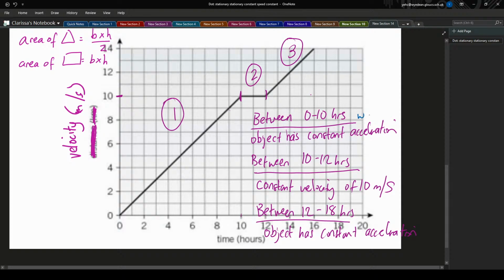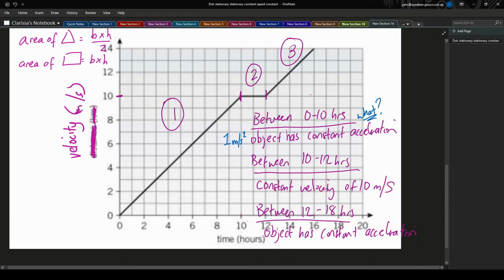Well, what is the acceleration? It's gone up. Remember, the acceleration is the gradient of a velocity time graph. So it's gone up by 10 over a time of 10. So rise over run, 10 over 10, has an acceleration of 1 meter per second squared.